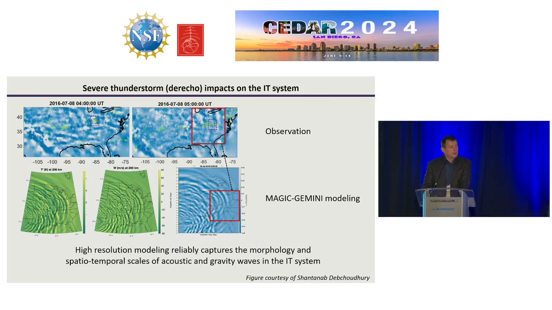And in the lower row is a combined MAGIC-GEMINI high-resolution modeling from Shantanu and his co-workers. So the greenish plots are how the neutral thermosphere reacts to the thunderstorm-generated gravity waves, and the blue figure is how the ionosphere reacts to that. And the take-home message here is that the current generation of high-resolution models actually do a pretty amazing job in reproducing how the real world looks.